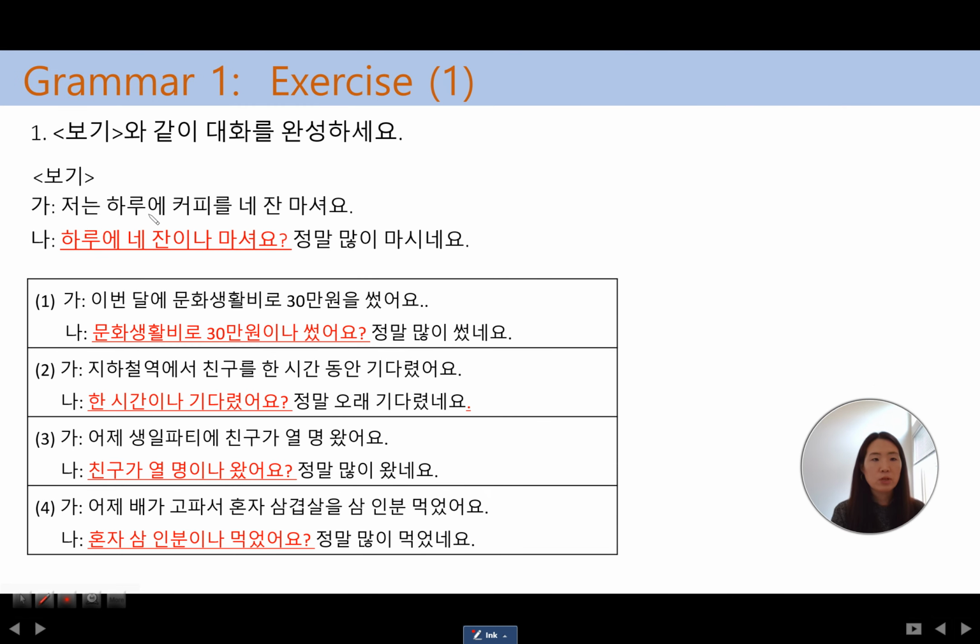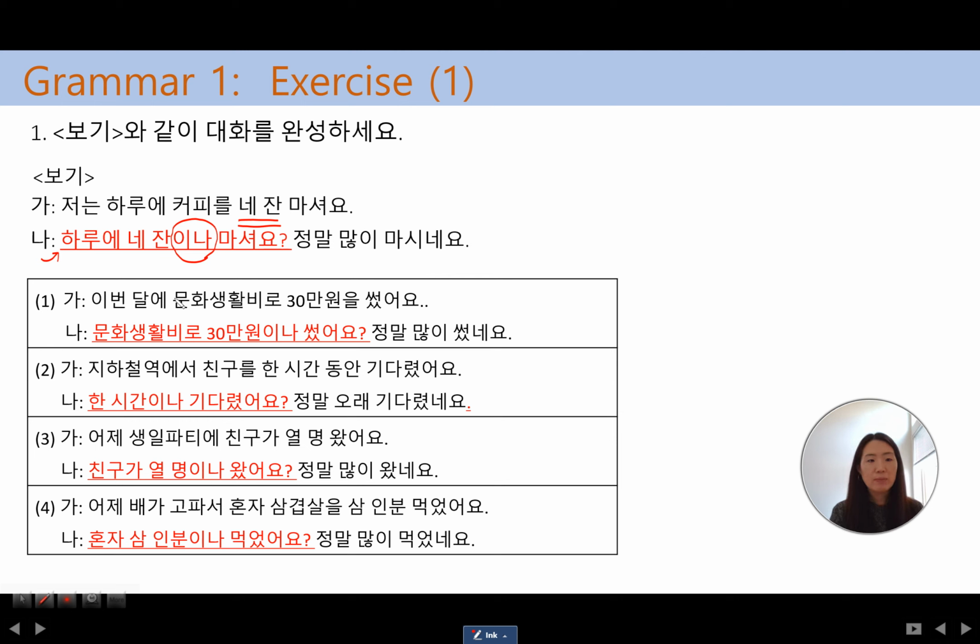Okay, so here is the exercise in your 익힘책. Example. 저는 하루에 커피를 4잔이나 마셔요. I drink 4 cups of coffee a day. The person says it, and as a response, like, wow, it was a lot more than I expected. So the other person says, 하루에 4잔이나 마셔요? Do you drink 4 cups of coffee a day? 정말 많이 마시네요. You really drink a lot of coffee.